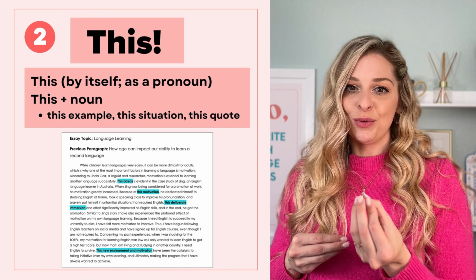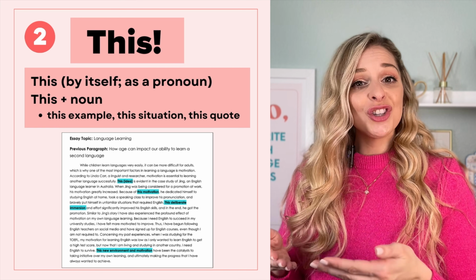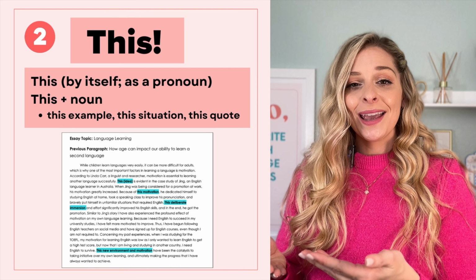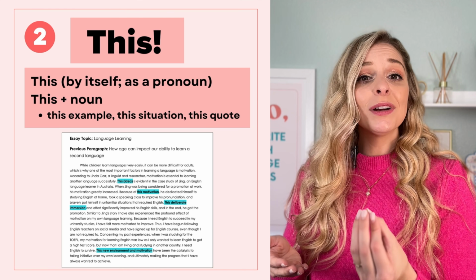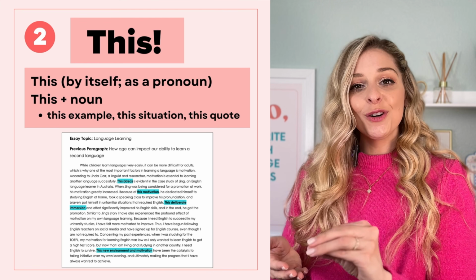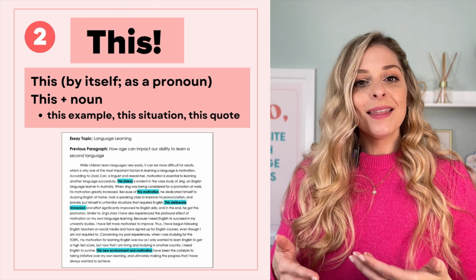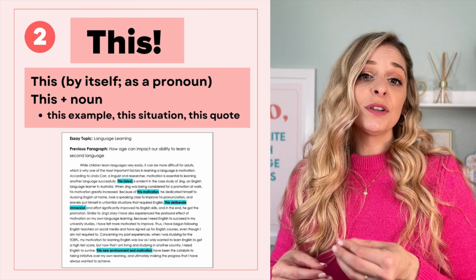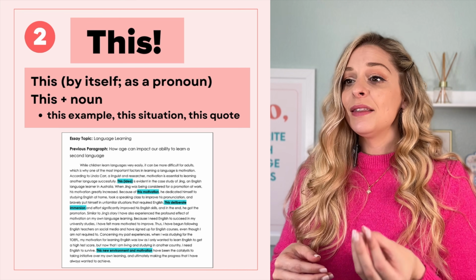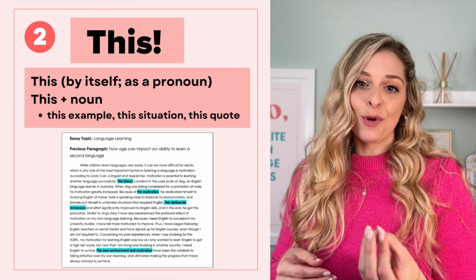Old info, new info. Then I talked about what Jing did to improve his English, and to refer back to all of those activities, I said, "this deliberate immersion and effort," to refer back to all of the activities. Then I talked about my own experiences living in a new country, and to refer back to that, I said, "this new environment and motivation."